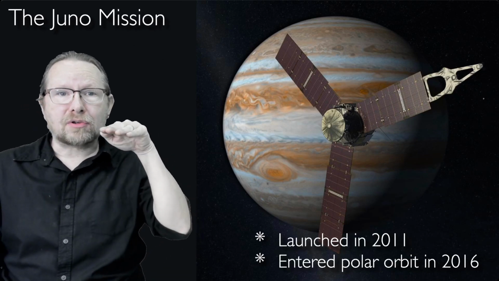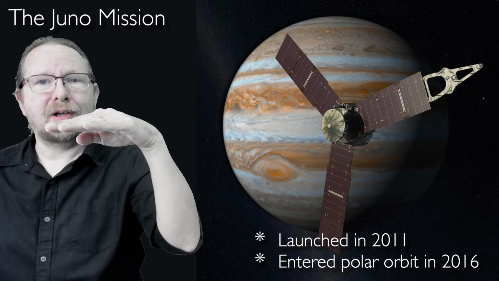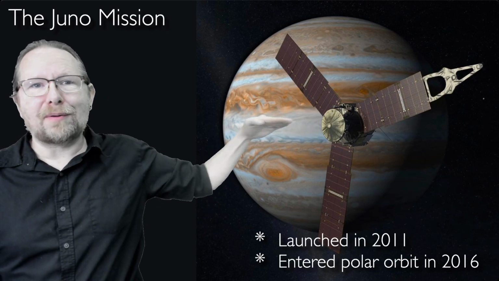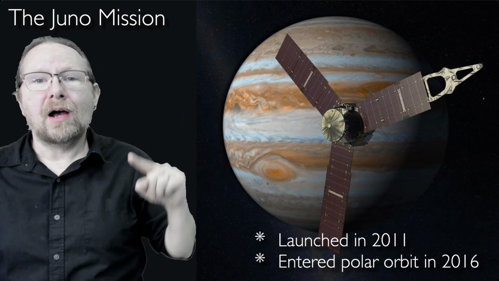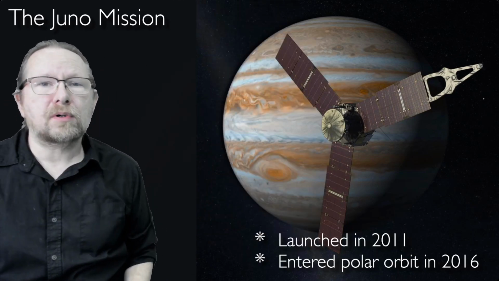When you launch things through the solar system, they tend to go in the plane of the solar system, which means you wind up getting a lot of pictures of planets from the view of the equator. But we intentionally put Juno in a polar orbit around Jupiter so we could see what it looks like at the poles. It looks super cool.